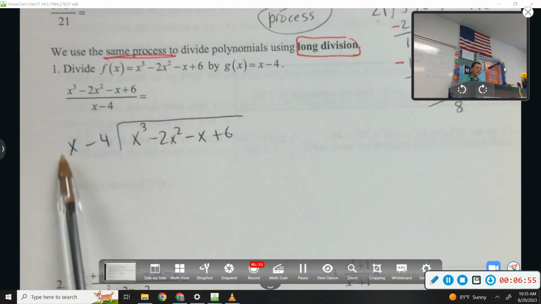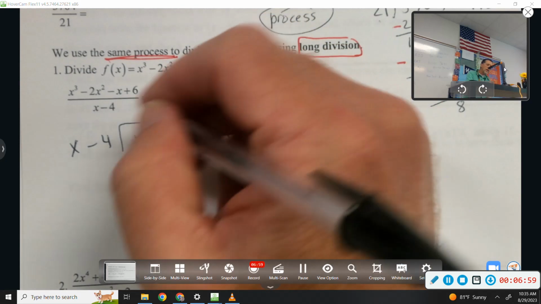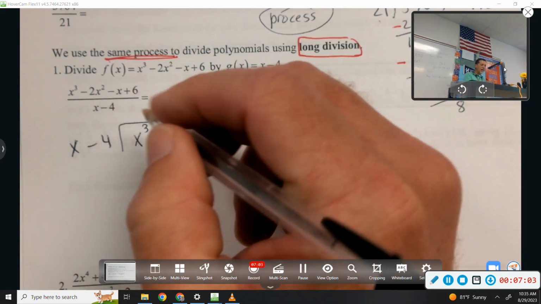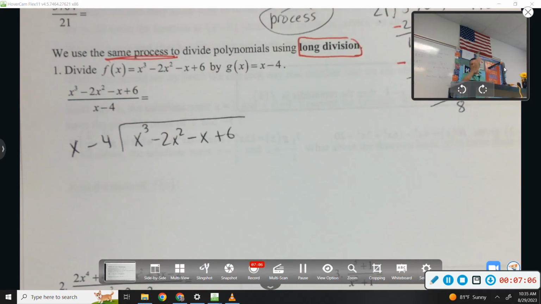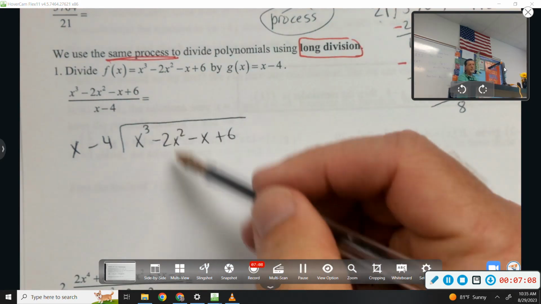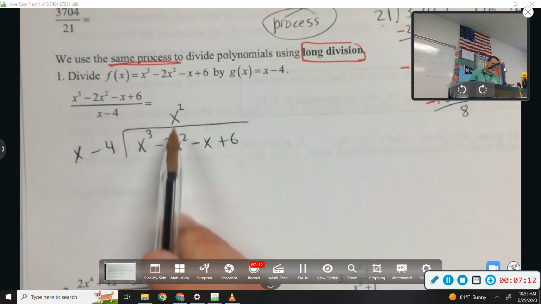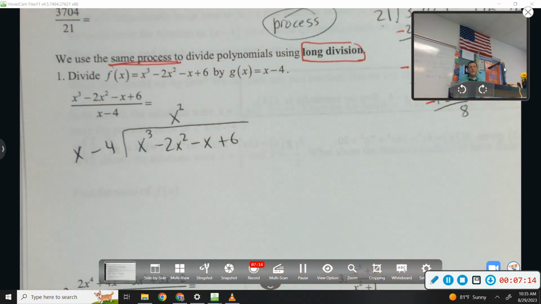So what times x gets me to x cubed? X squared. Different people put that x squared in different places. I like to put it on top of the x squared, and that way everything in this column will be x squared stuff. A lot of people will put it over the x cubed, and that's fine. I just like to keep it all lined up.